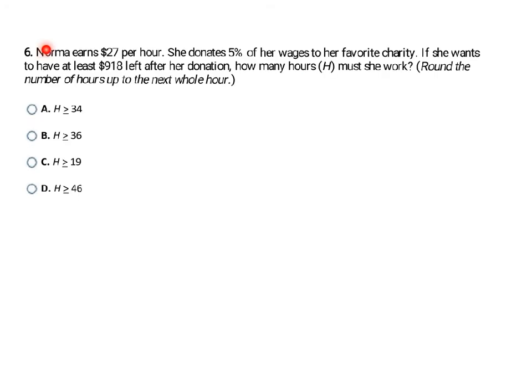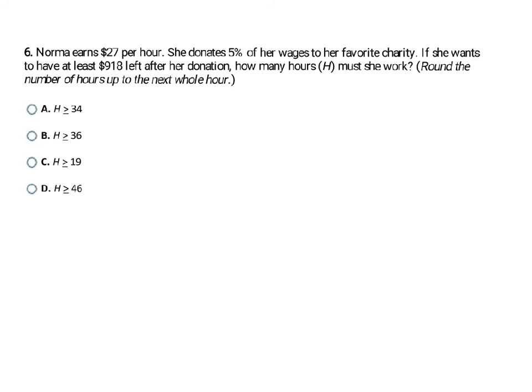So this problem says Norma earns $27 per hour. She donates 5% of her wages to her favorite charity. If she wants to have at least $918 left for her after her donation, how many hours each must she work? Round the number of hours up to the whole next hour. So the first thing we're going to have to do is write an equation, and then we're going to solve it.